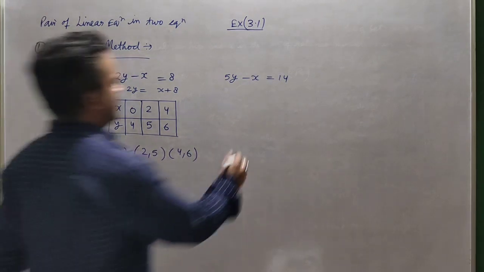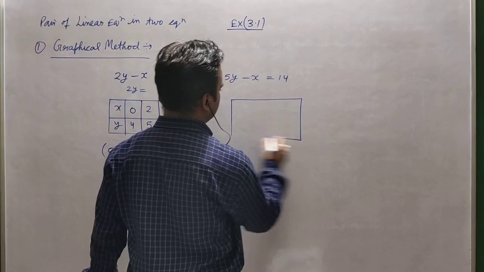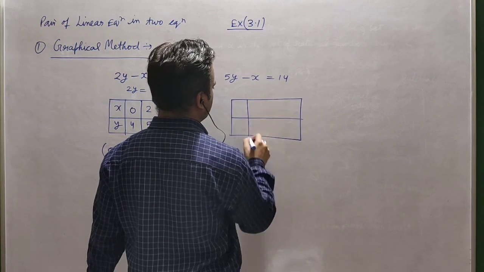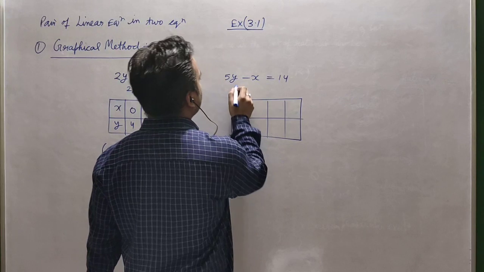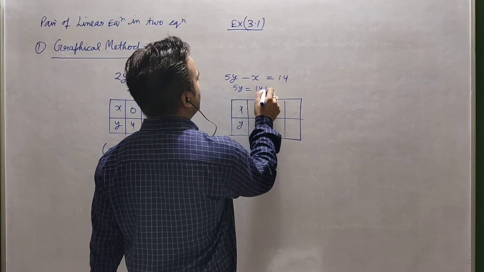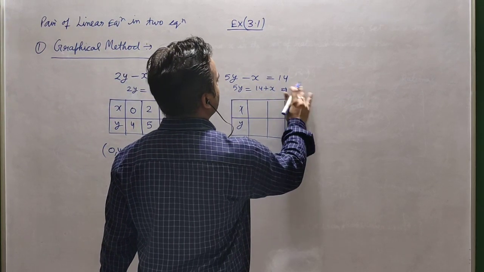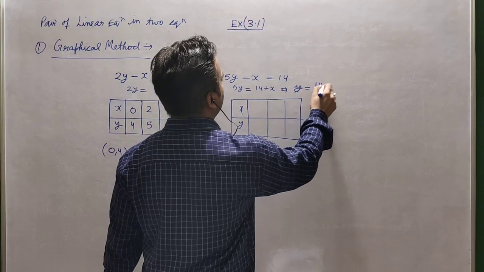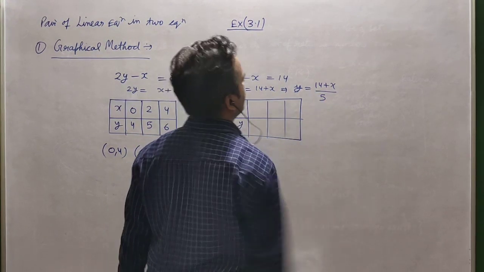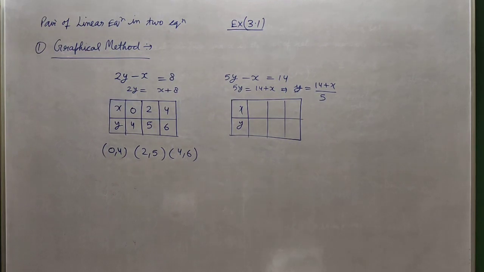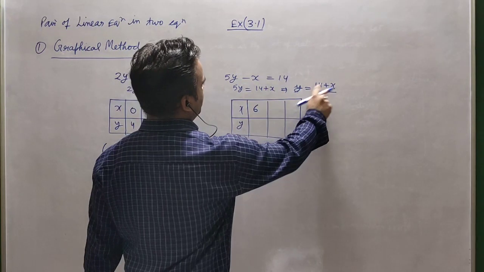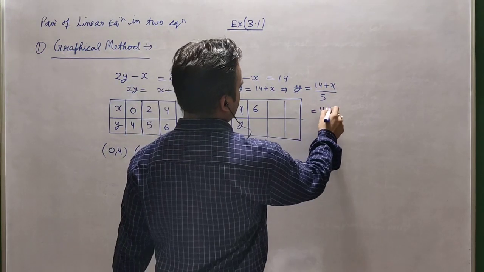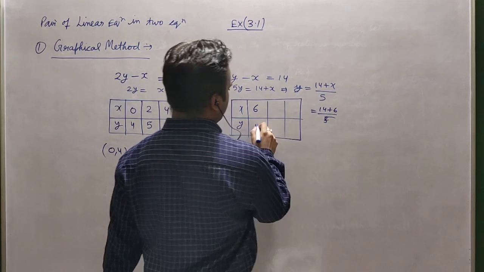In this case also you can find the coordinates for x and y. So what you will do here, 5y is equal to 14 plus x, so y is equal to 14 plus x upon 5. So what value do we have to put so that it is divisible by 5? Okay, you can do one thing. Suppose I am putting 6 here. So 14 plus 6 is 20, and we will get 4.